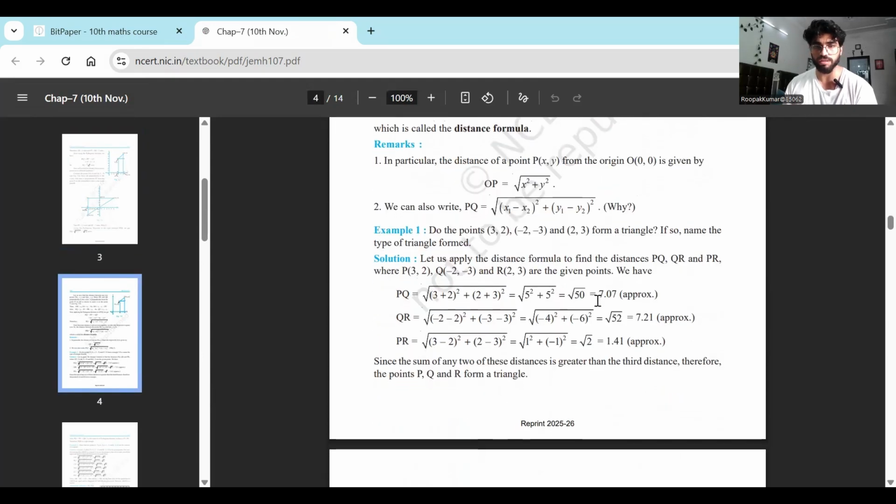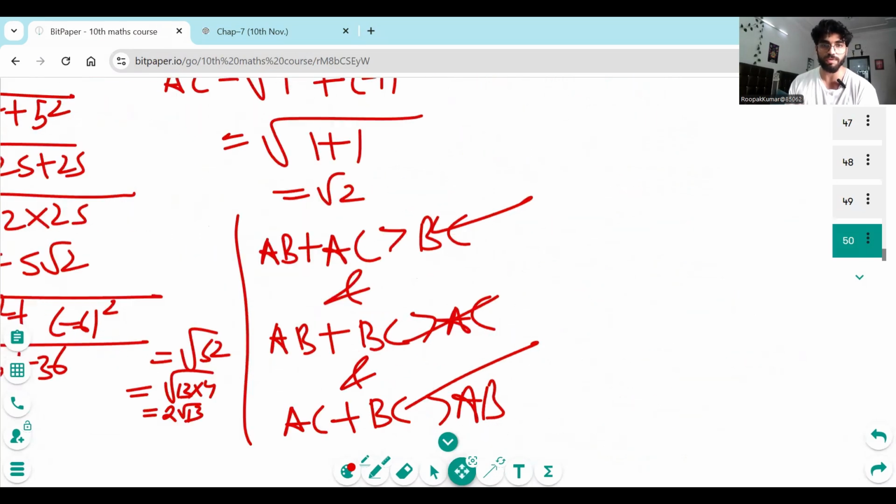So here you can see 7.07, right? Here 7.21, here 1.41. So you can see the sum of any two is greater than the third one. Sum of these two is greater than the third one. Sum of these two is greater than the third one. Sum of these two, 8.48, is greater than 7.21. So the sum of any two distances is greater than the third one. Therefore, it is a triangle. So triangle is possible. Yes.